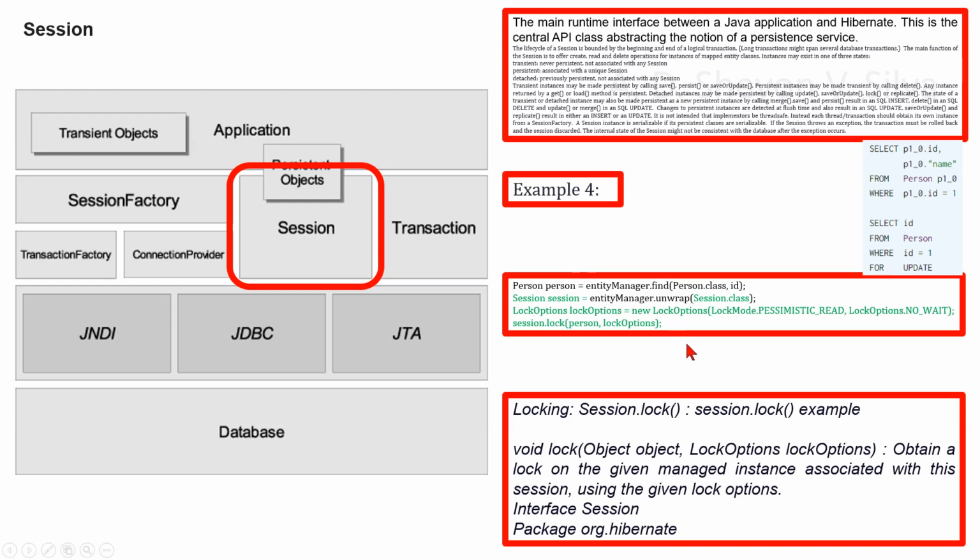Now we are considering the session.lock method in locking. This is a session.lock example: void lock(Object, LockOptions). It obtains a lock on a given managed instance associated with this session using the given lock options. This is in the interface Session, which is in the package org.hibernate. The following example shows how to obtain a shared database lock.